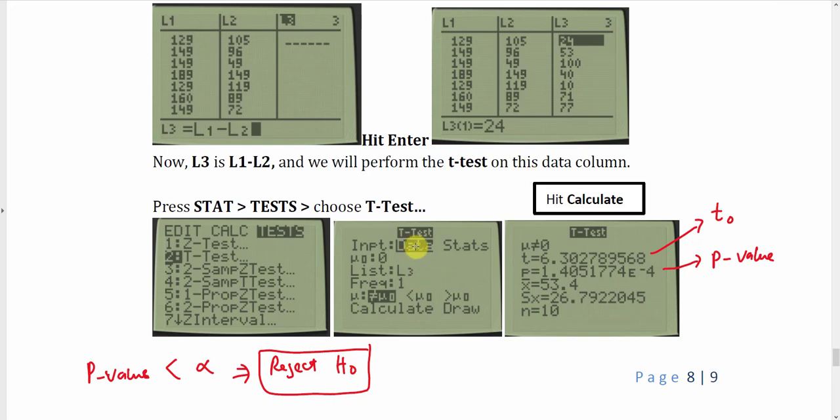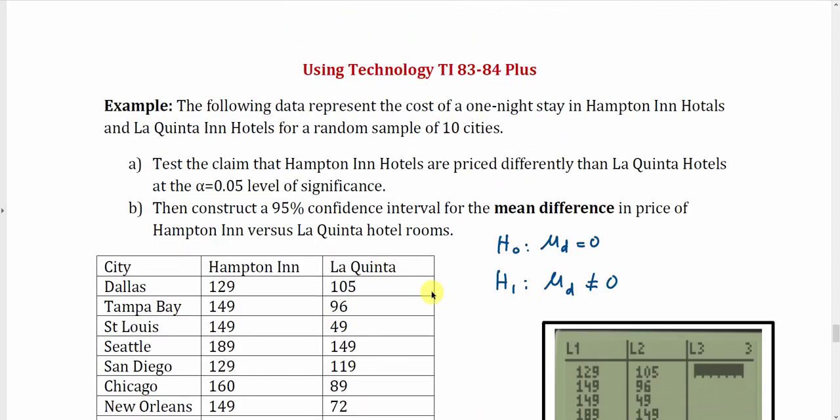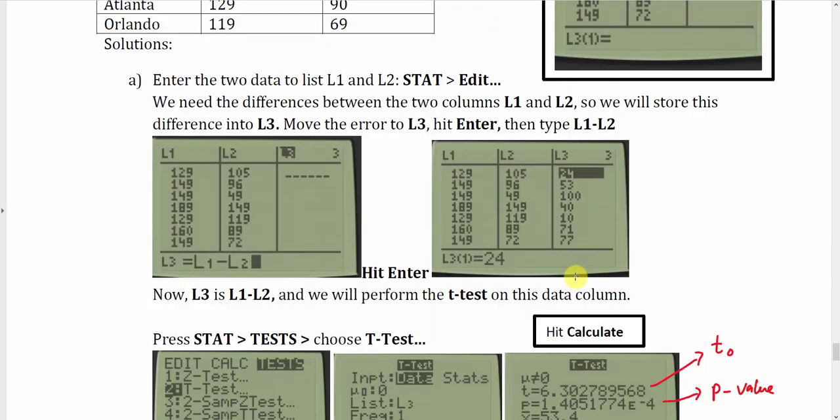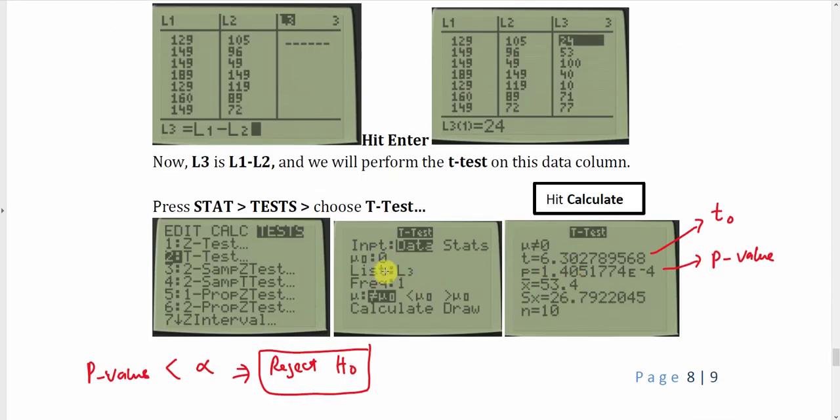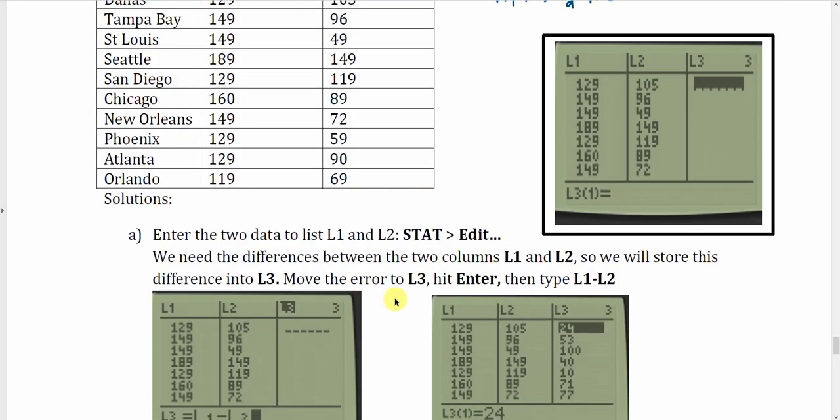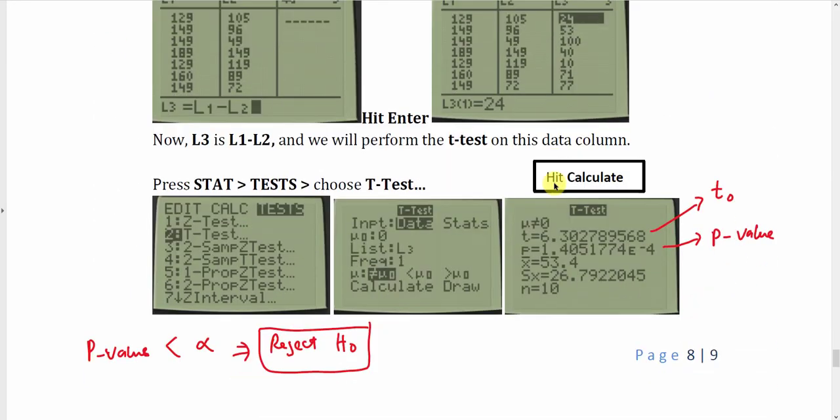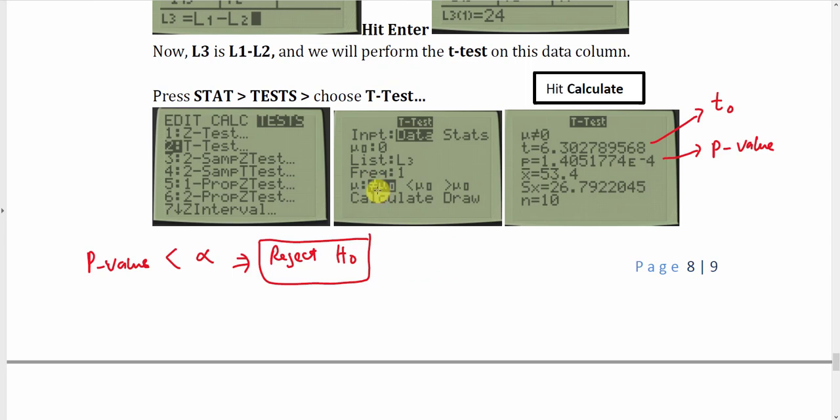Therefore, you pick the option for data, and we assume that the mu is 0. The mean of the differences is 0. We assume it's here to be 0, so that's why we put 0 here. The list, we pick the column for the differences, L3. Frequency is 1, and this is the alternative hypothesis. We assume that they are not equal. They are different, so the different size.